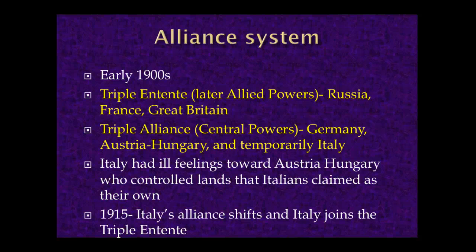Italy switches sides, though, because they are still pretty upset at Austria-Hungary, who is controlling lands that the Italians think should be theirs. If you remember the Italian independence, they had to gain some of their land back from the Austro-Hungarian Empire, so they're not exactly happy with that empire. So in 1915, Italy's alliance shifts, and then they join the Triple Entente. But make sure you guys get the Triple Entente and the Triple Alliance, and you have those six countries listed.